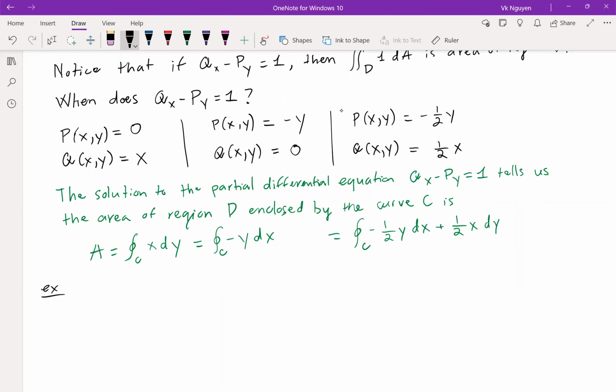Find the area enclosed by the ellipse x squared over a squared plus y squared over b squared equals 1. There's the ellipse right here. We can figure out the area using, of course, the Green theorem. This is the Green theorem here.